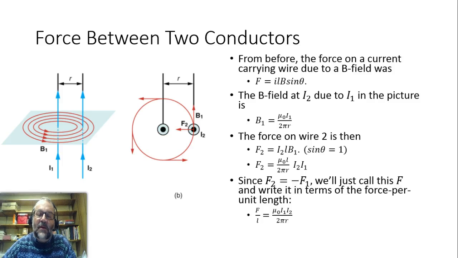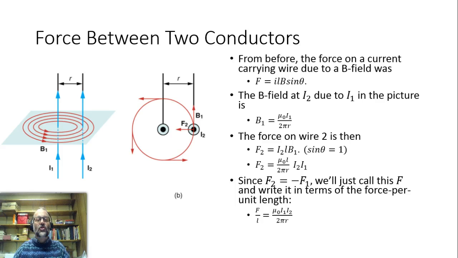Last piece, talking about the force between two conductors. From before, the force on a current carrying wire in a B field was F equals I L B sine theta, or I L cross B. The B field at I2 due to I1 in the picture is B1 equals mu naught I1 over 2 pi R. That's just the B field due to an infinite current. The force on wire 2 is then F2 equals I2 L B1, where sine theta equals 1. So F2 is mu naught L over 2 pi r times I2 times I1.